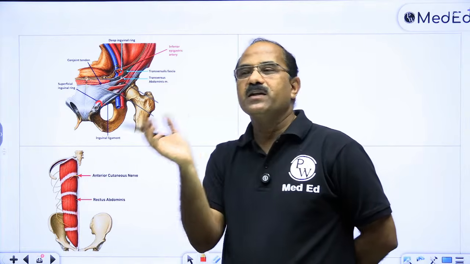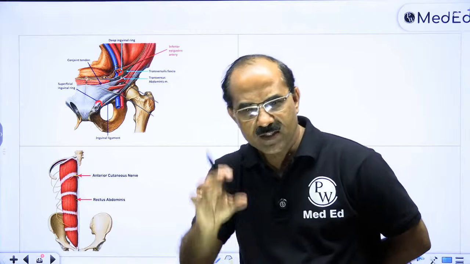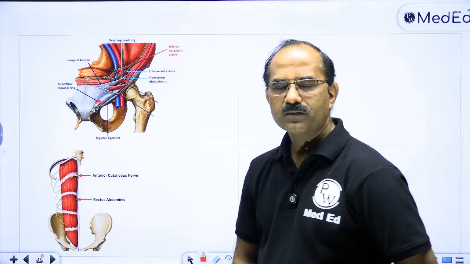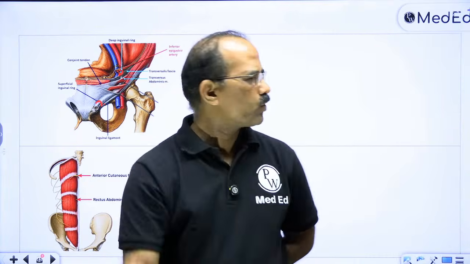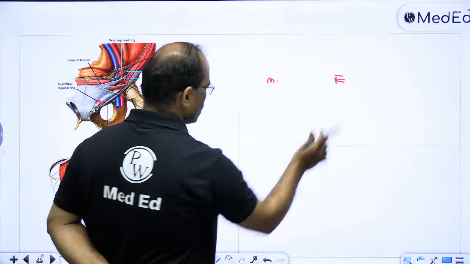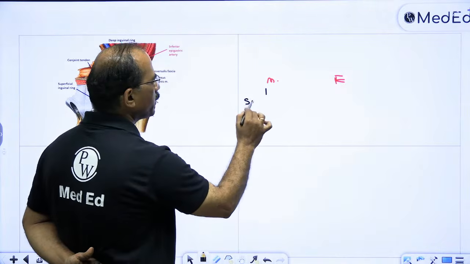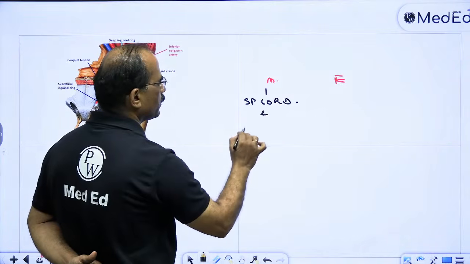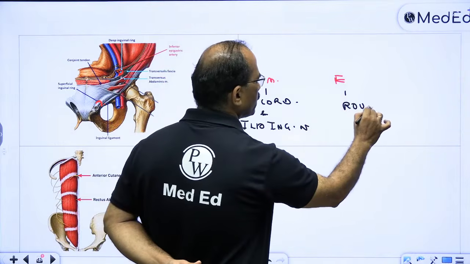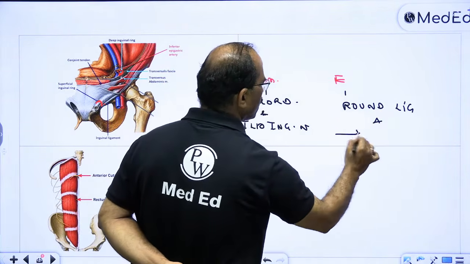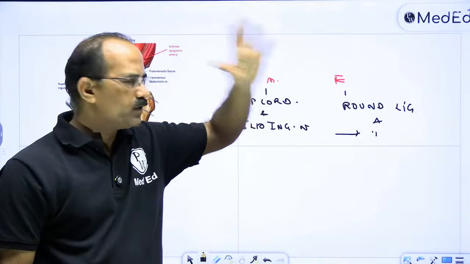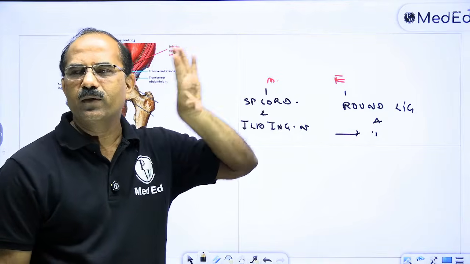Which nerve is present in the inguinal canal? Contents of the inguinal canal in males and females. In males there will be the spermatic cord and the ilio-inguinal nerve. Females will have the round ligament and the ilio-inguinal nerve. Okay?